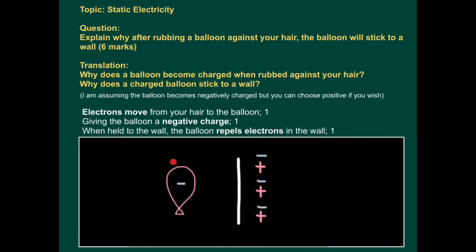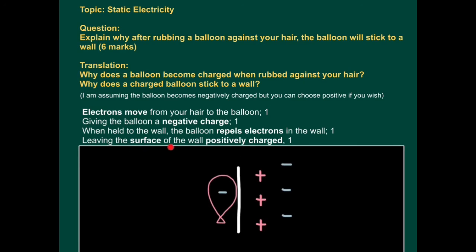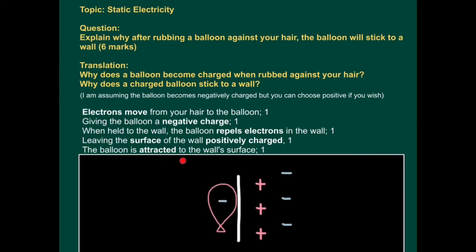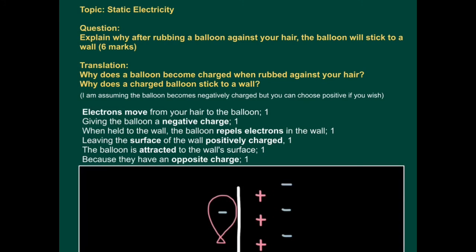So now we have our negatively charged balloon, and when held to the wall, the balloon repels electrons in the wall. So you can see that we have electrons and positively charged nuclei or positive charges in the wall, and when we move our negatively charged balloon, because electrons can move, they will repel electrons in the wall. This leaves the surface of the wall positively charged, so you can see we're exposing positive charges here. So the balloon is attracted to the wall's surface because they have an opposite charge. Negative here, positive here, opposites attract.